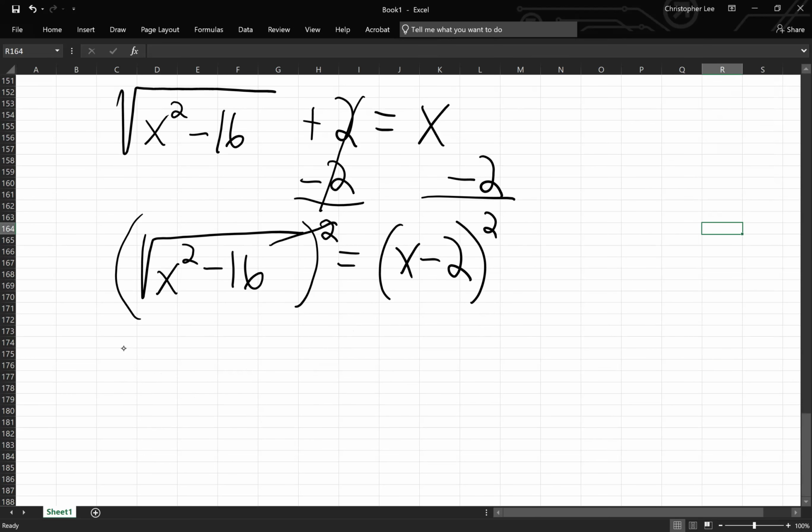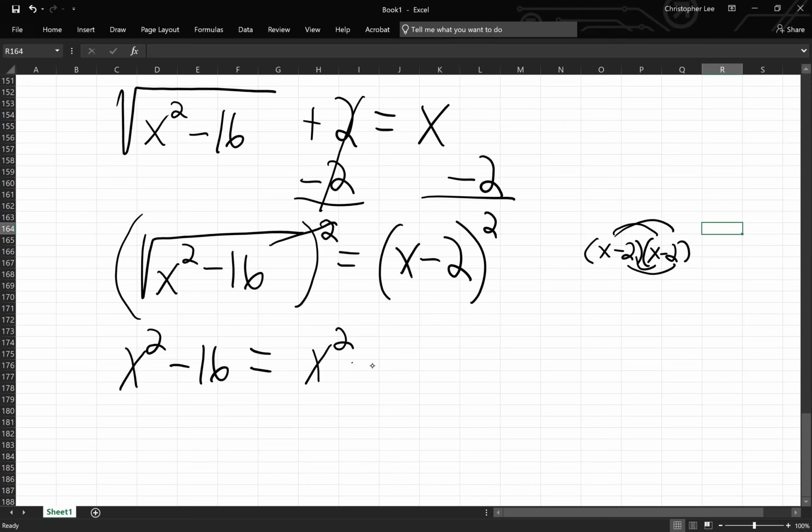So now let's look at what I have. I have x squared minus 16 equals, and then you know how to do this, right? You just write it out as a copy, same thing, FOIL it, all that good stuff. So this is going to be x squared minus 2x minus 2x plus 4. And then you combine like terms. So what do I do next?